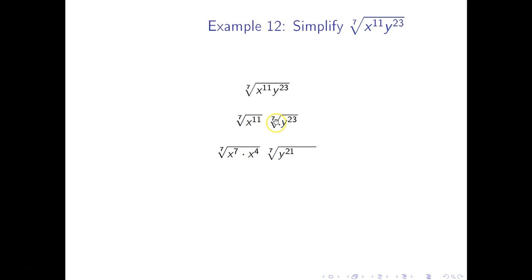Now, for this one, 7 goes into 23. The biggest multiple is 21 because 21 is still less than 23. What's 23 minus 21? Well, that is 2, so it's y squared. Now we can break it up, and here 7 divided by 7 is 1. What's 21 divided by 7? It's y cubed. Again, the 7th root of y squared stays inside. Outside we have x and y cubed, and inside we have the 7th root of x to the 4th y squared.